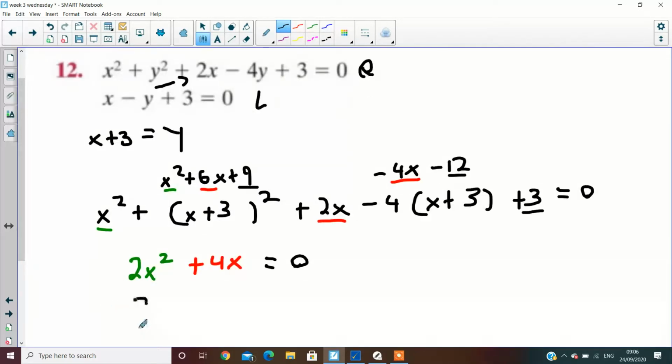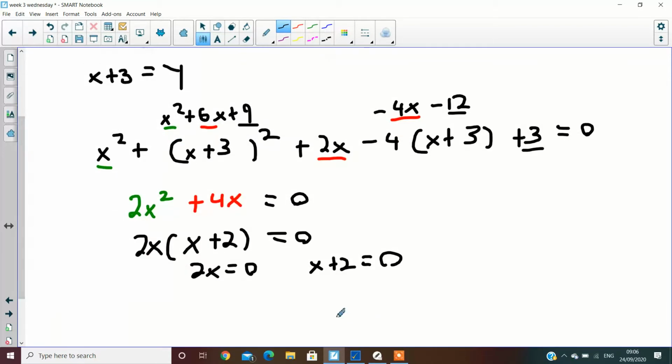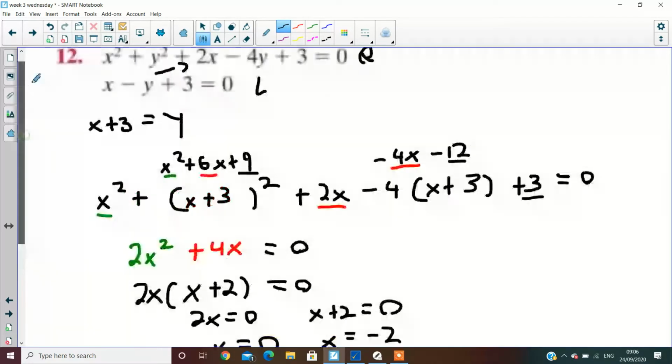Take out 2x, and what are we left with? x plus 2. We get 2x equals 0, or x plus 2 equals 0. Then what do we have then? x equals minus 2, and x equals 0. Is that okay with you guys? Alrighty. We're good.